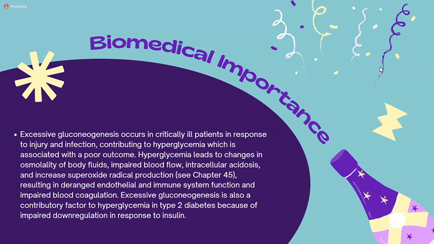Excessive gluconeogenesis is also a factor in the increase of glucose in type 2 diabetes because of impaired down regulation in response to insulin. Now you should remember, in type 2 diabetes, it does not mean that the patient does not have insulin. It has insulin. The problem there is the receptors for insulin.